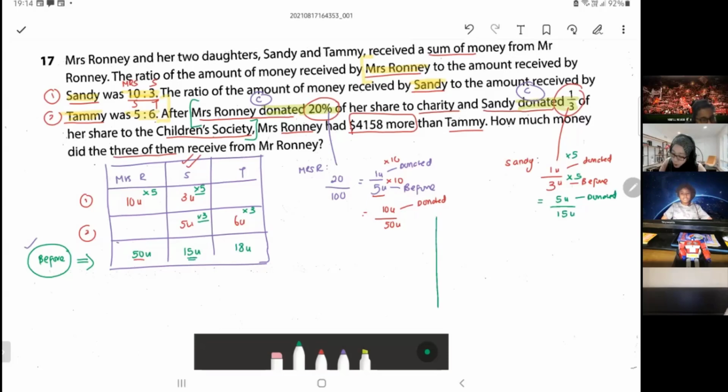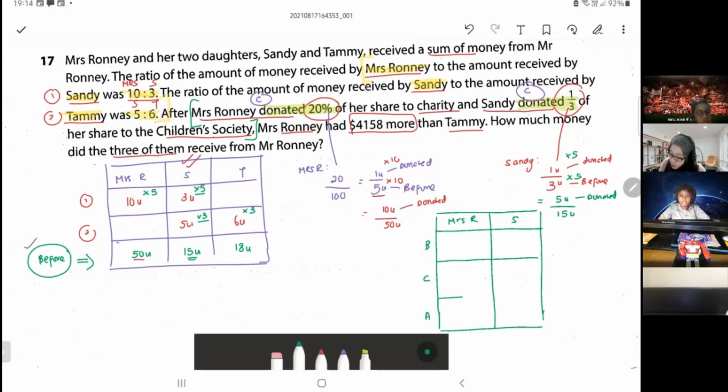So I'm going to draw the table now. Smaller one over here. Cut out into 2 columns. You have Mrs. Rooney and Sandy. Before, change, and after. The before information is from the previous box. We're going to just carry over. Mrs. Rooney 50 units, Sandy is 15 units. Okay. So Mrs. Rooney donated. Donated is the change, right? So she donated 10 units here. Sandy donated 5 units. So this is our change for Sandy.